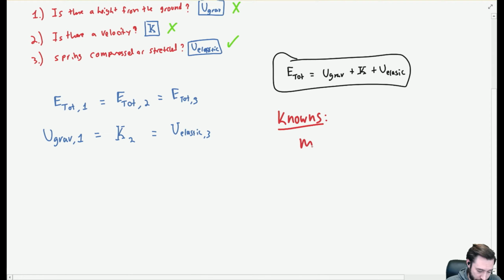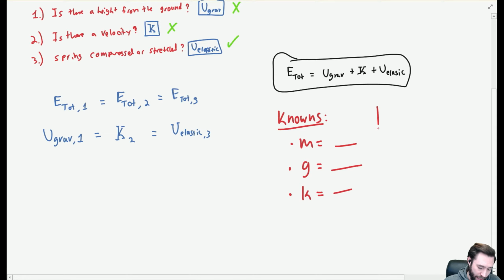Mass. And then I'm not going to actually give numbers right now. I just want to get the basics down. Gravitational potential, or acceleration due to gravity, and then the spring constant K. So these are my only knowns.